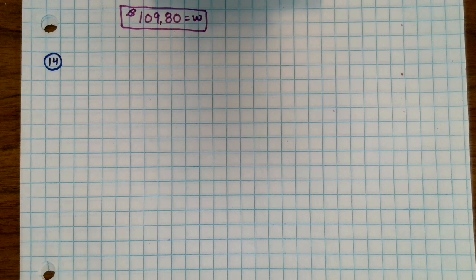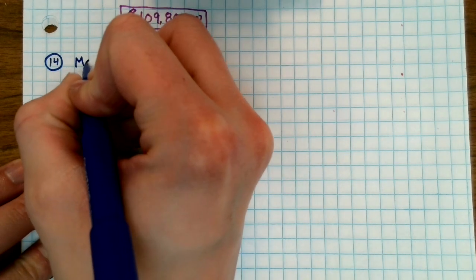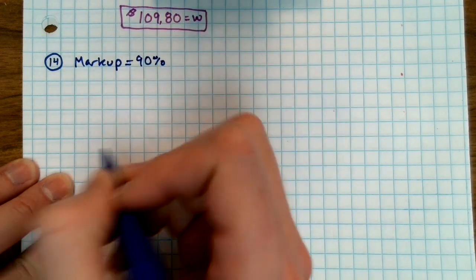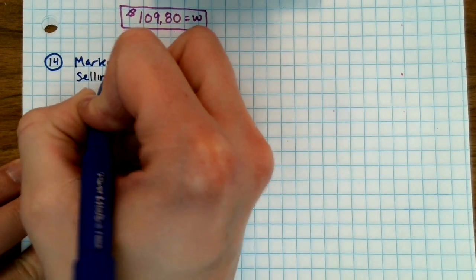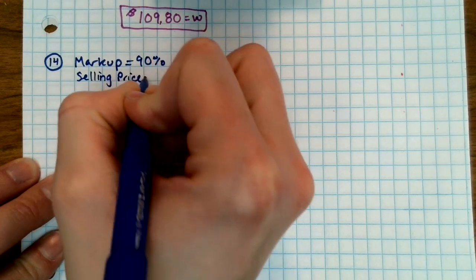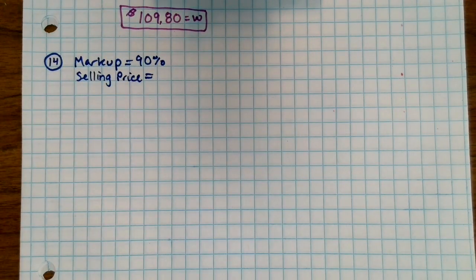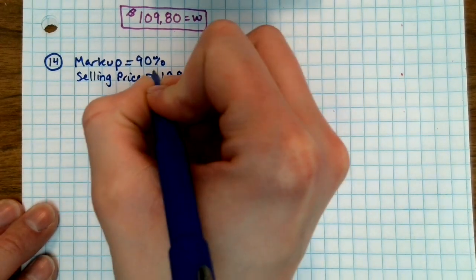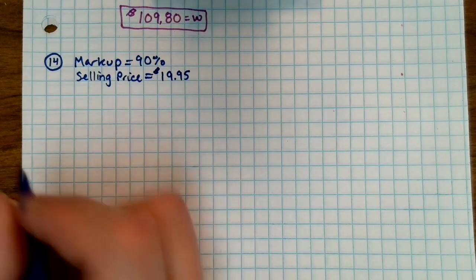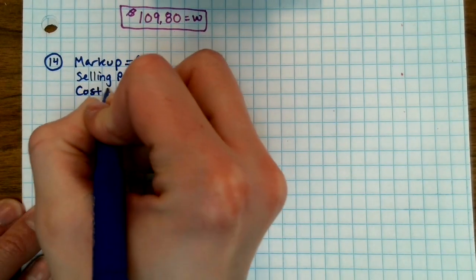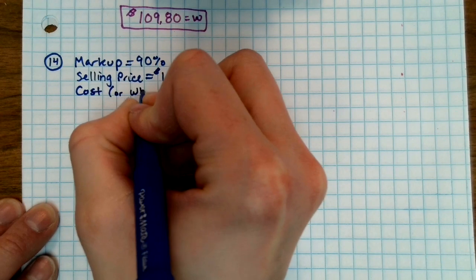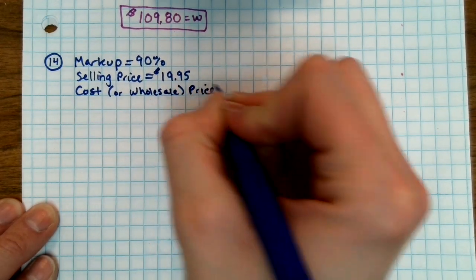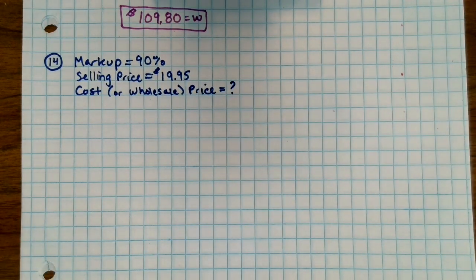Just like the last problem, we'll write out some of that key information. We know that the markup percent was 90%. The selling price, which would be that markup price, is $19.95. And then we are trying to find the cost, or the wholesale price, for this fish that the restaurant's selling.